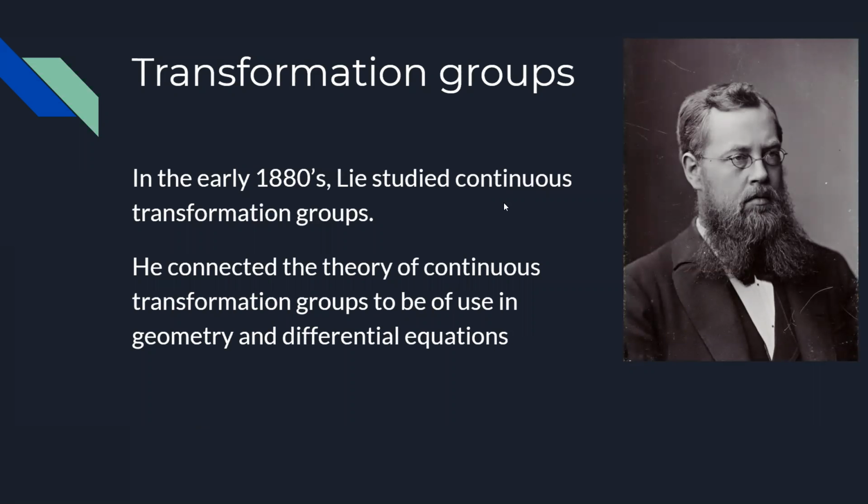In the early 1880s, Lie studied continuous transformation groups. He connected the theory of continuous transformation groups to be of use in geometry and differential equations. And to me, this is a huge part in the development of group theory because now it connects it to other branches of mathematics, which will motivate other mathematicians to continue to study it, not just for the sake of group theory, but for their own specific branches, such as geometry and differential equations.